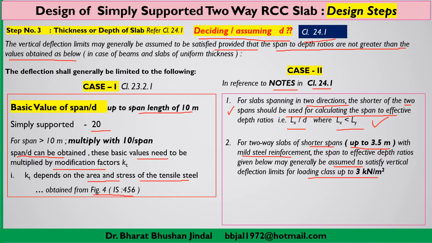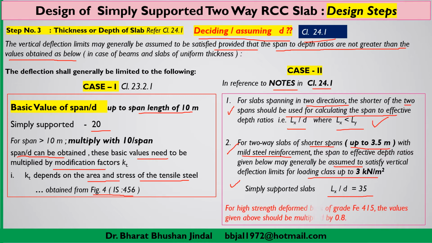Then the span to effective depth ratio we can take in case of simply supported slabs, since we are going to discuss all the guidelines regarding simply supported. So Lx by D ratio we can take equal to 35. And keep in mind this ratio can be taken when the reinforcement which you are taking is mild steel.